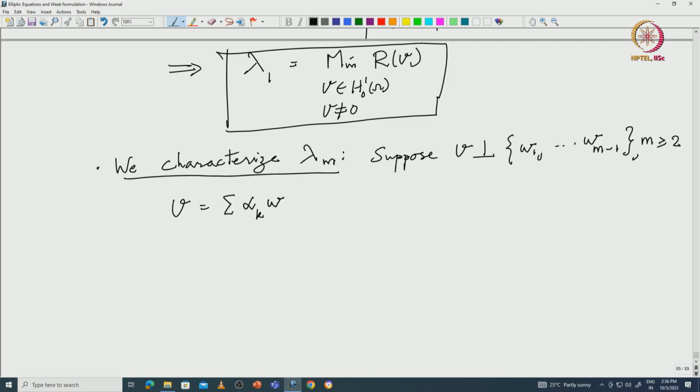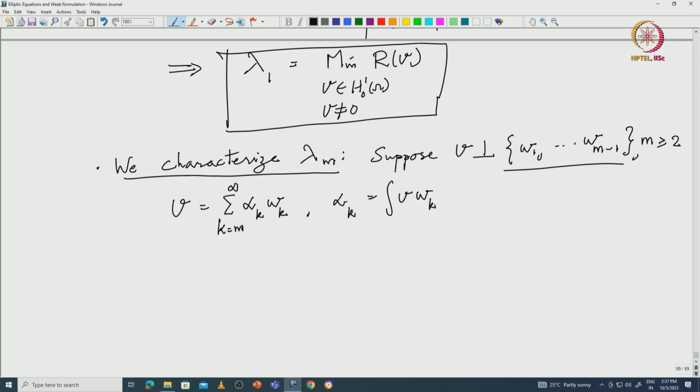So, you see you do not have to worry whether it is in L2 or H1, it is the same expansion for both, that is the advantage now. The sum is from k equal to m to infinity, because you are looking at the orthogonal complement of this one. So, you only have to see that the remaining things will not come, where alpha k as usual is equal to the integral of V Wk, that is enough to take.